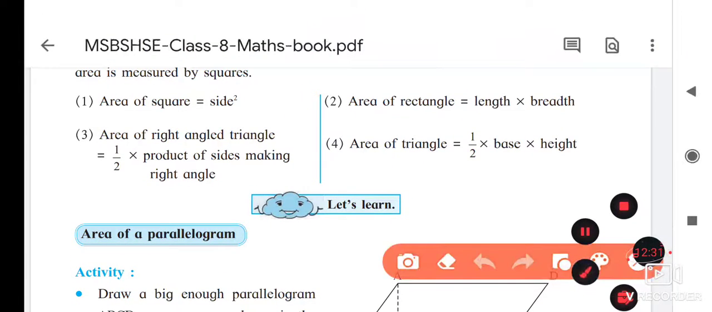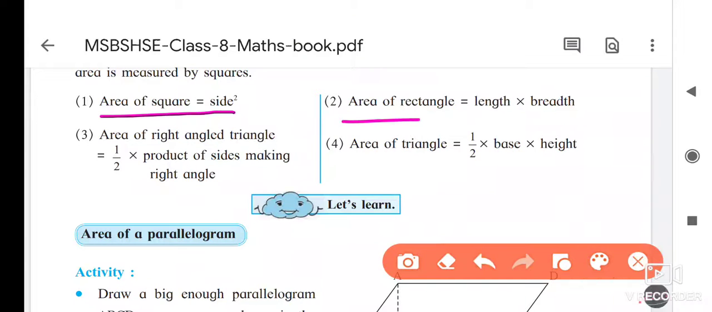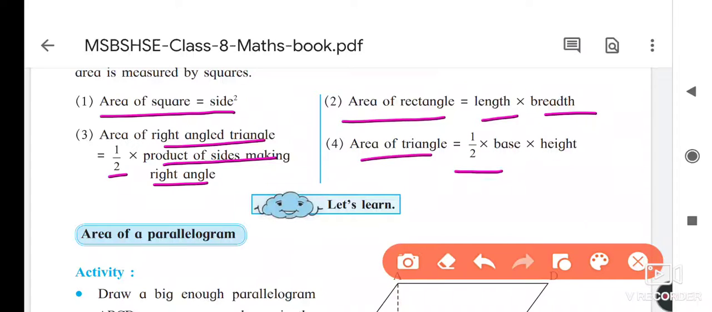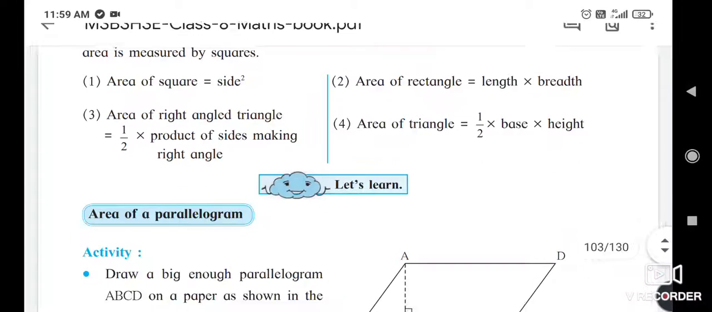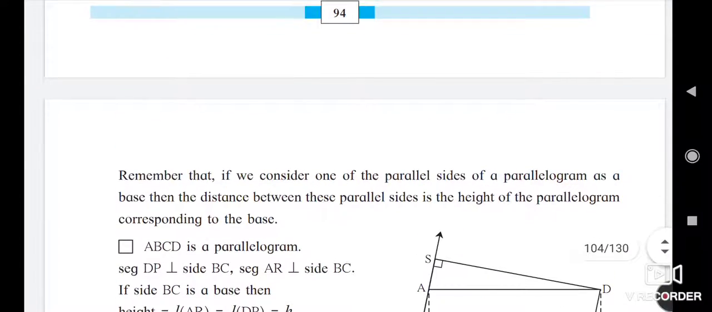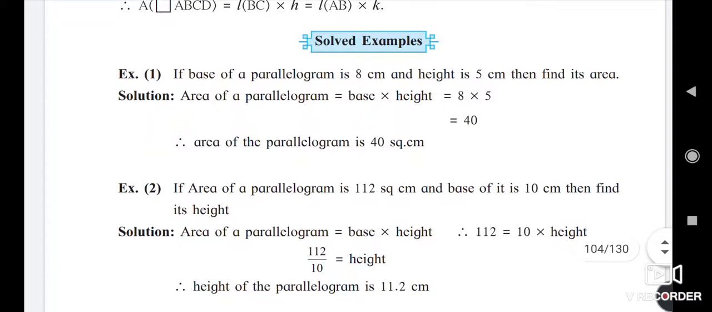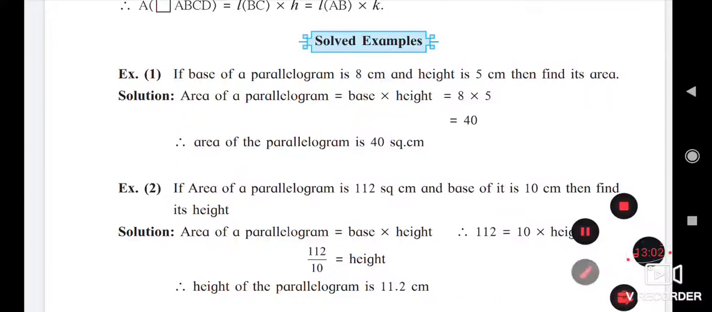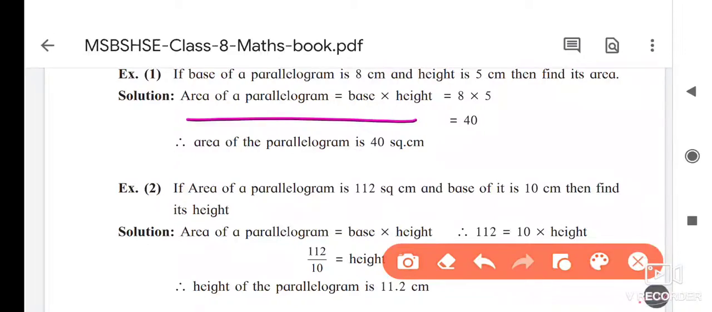Area of a square is equal to side squared. Area of a rectangle is equal to length into breadth. Area of a right angle triangle is equal to 1/2 into the product of the sides making the right angle. Area of a triangle is equal to 1/2 base into height. You have to learn these formulas, which we did in previous classes. In this lesson we studied the area of a parallelogram, which is base into height.